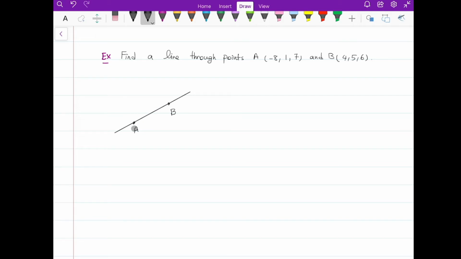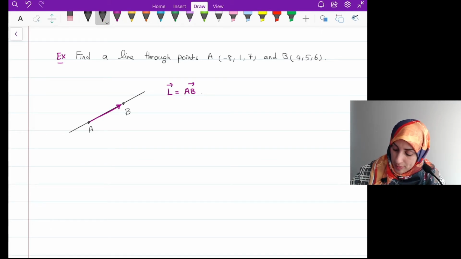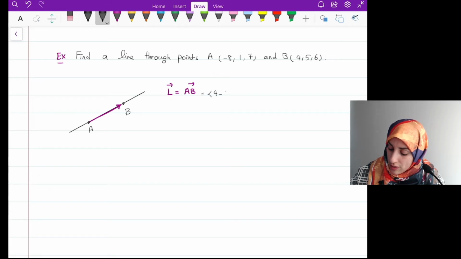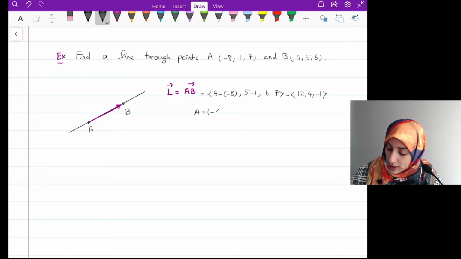What is the direction vector in here? It would be this vector AB. I'm going to set the direction vector to be the vector AB, the vector that passes through 2 points. So AB would be the components of B minus A: 4 minus -8, 5 minus 1, and 6 minus 7. So I get 12, 4, and -1. This is the direction vector, and now I pick the point A to be the point on the line. You can also pick B, we get the same line.